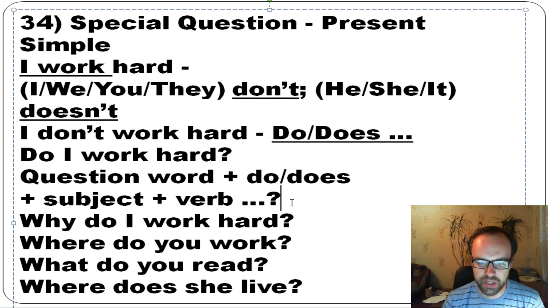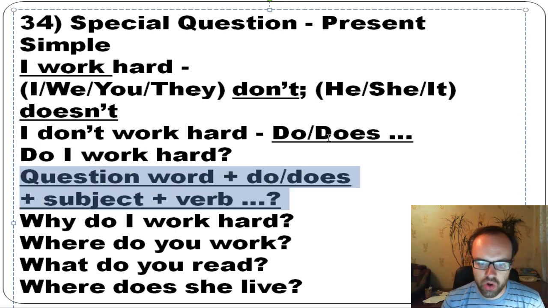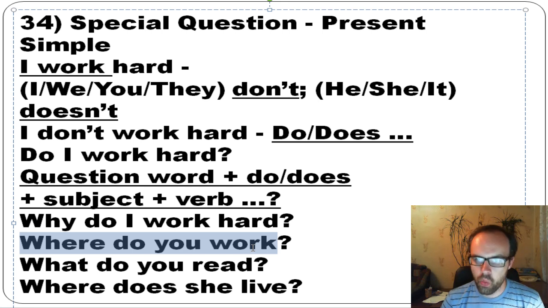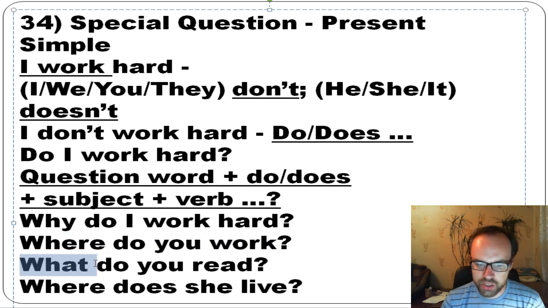So you see, please remember it. So question word like why, do, I is a subject and work is a verb. So why do I work hard? Where do you work? So where is a question word. Do, then you have you, it's a subject, and work, it's a verb. So where do you work? What do you read? So what is a question word. Then you have do and you, it's a subject, and read is a verb.